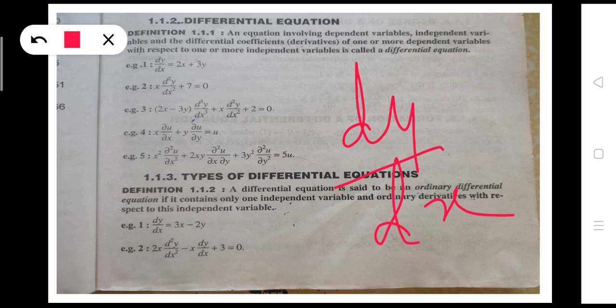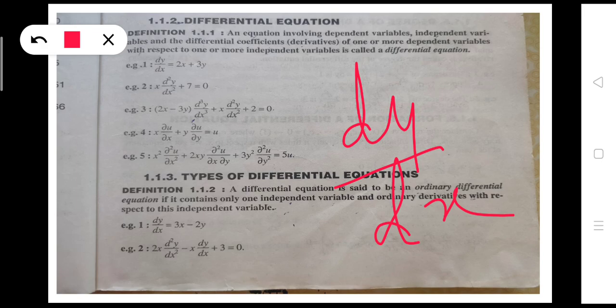Example 3, 2x minus 3y into d cube y by dx cube plus x into d square y by dx square plus 2 is equal to 0. This also has only one dependent and one independent variable. Example 4, x into dou u by dou x plus y into dou u by dou y is equal to u. Here u is the one dependent variable and x, y are the two independent variables.